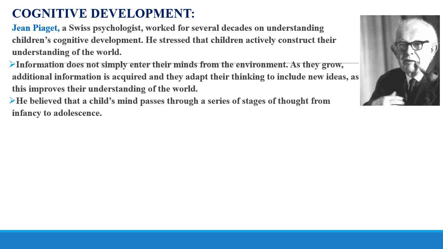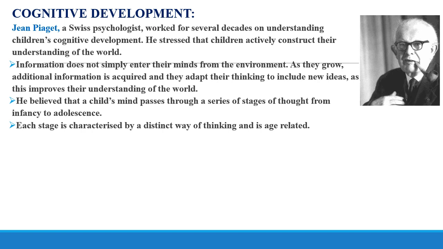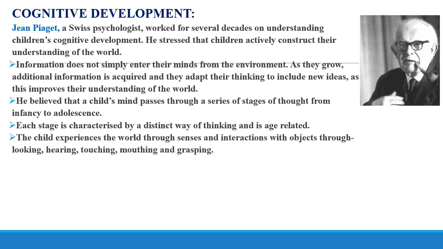Next, he believed that a child's mind passes through a series of stages of thought from infancy to adolescence. It doesn't remain stagnant or stable over time, but the mind passes through a series of stages of thought, according to Piaget. Each stage is characterized by a distinct way of thinking and is age related. The child experiences the world through senses and interactions with objects, through looking, hearing, touching, mouthing, and grasping. So through these senses and interactions with objects, the child experiences the world.